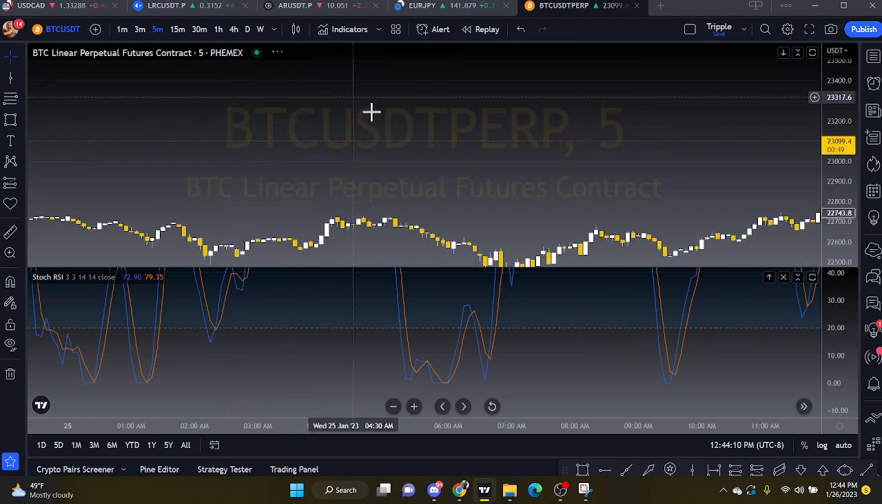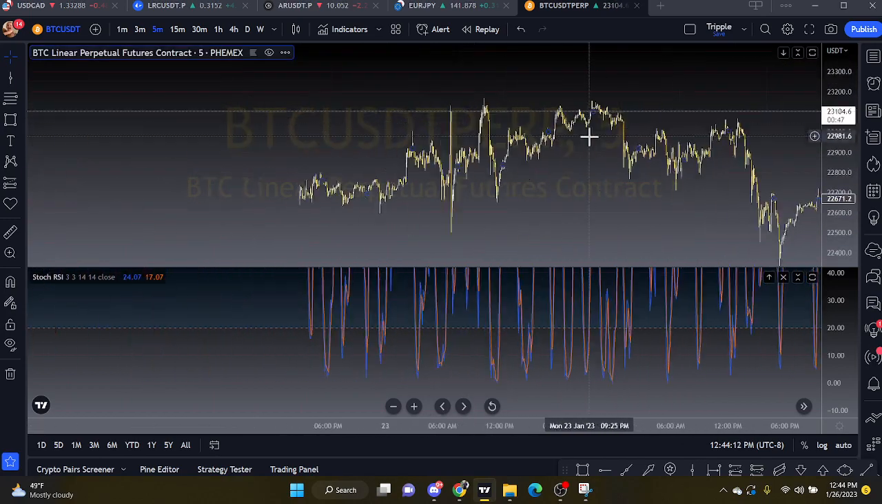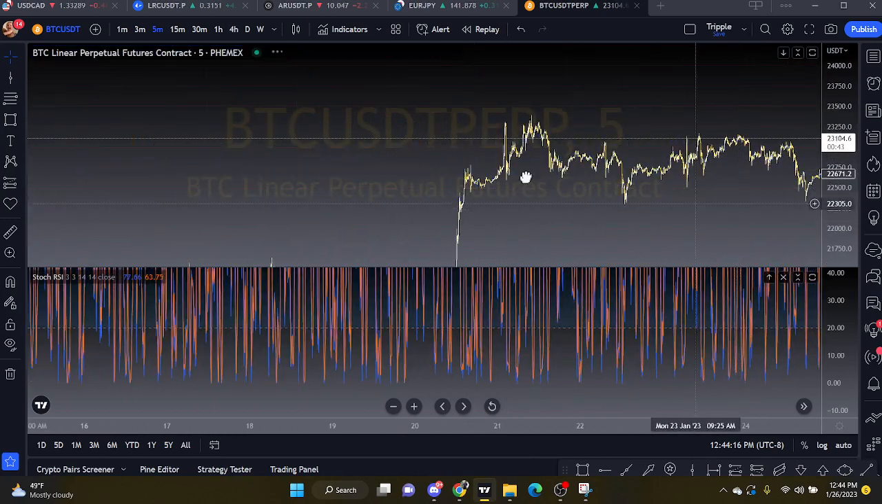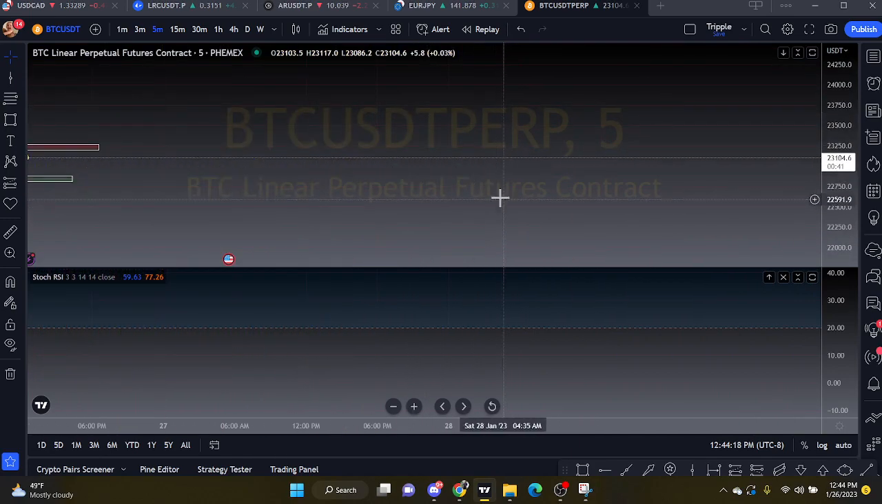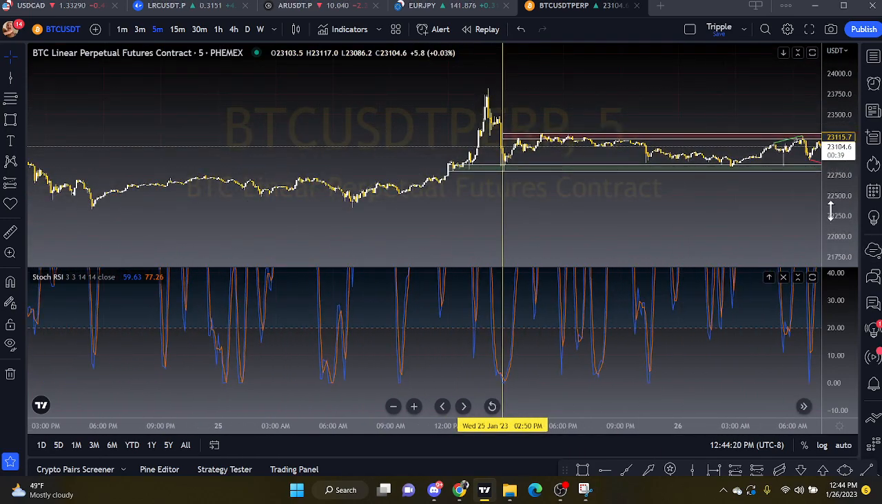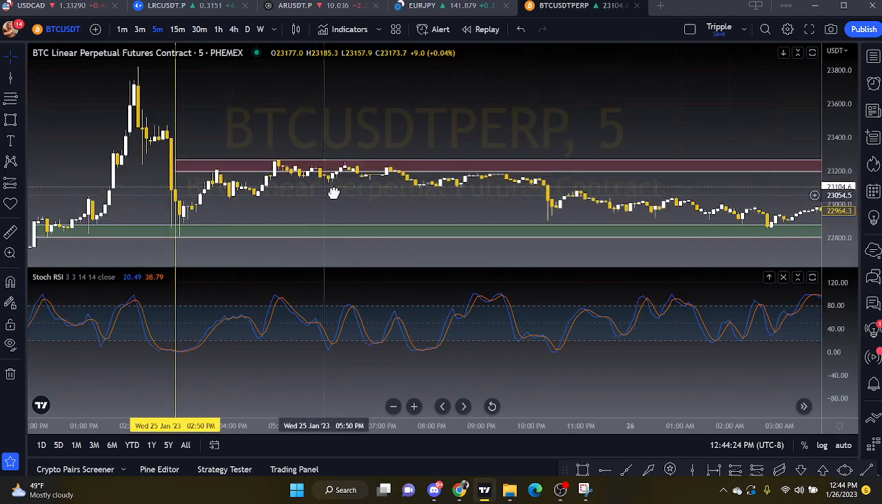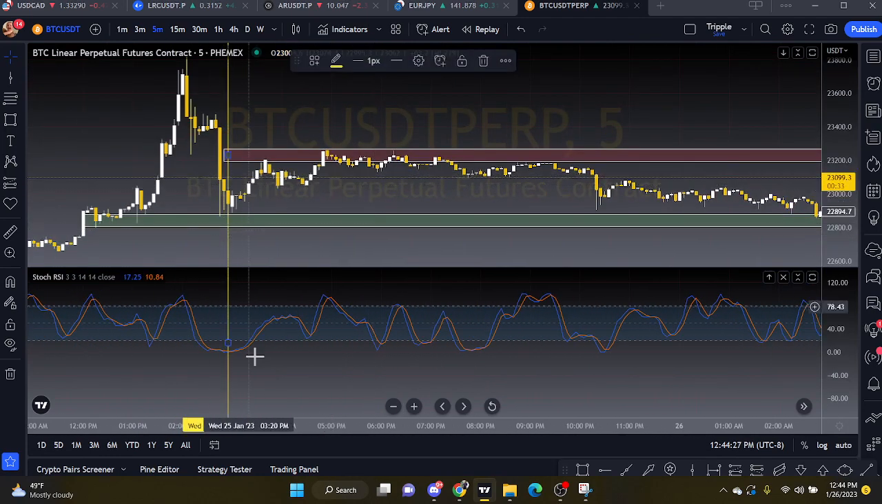All right, 5-minute. Where's our crossing? There it is. All right, same thing down here, right? 5-minute. On the 5-minute, we waited for this candle. Still, bounce right in there, crossing, performed.